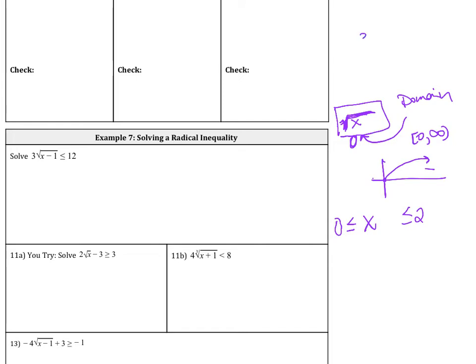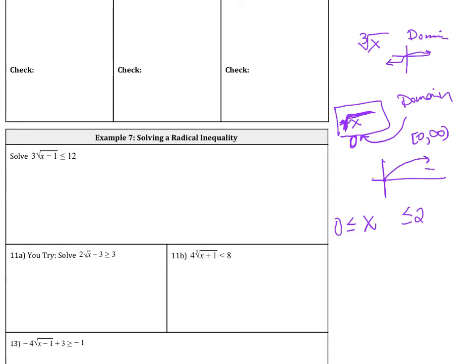Now thinking about a cube root, for example, are there any restrictions there? What is our domain? The domain for a cube root is negative infinity to infinity. If you think about the graph, it goes on forever. So there is no restriction for a cube root; it's only for our square root. So there are three different examples that we could see, and we're going to see them here to help us out.